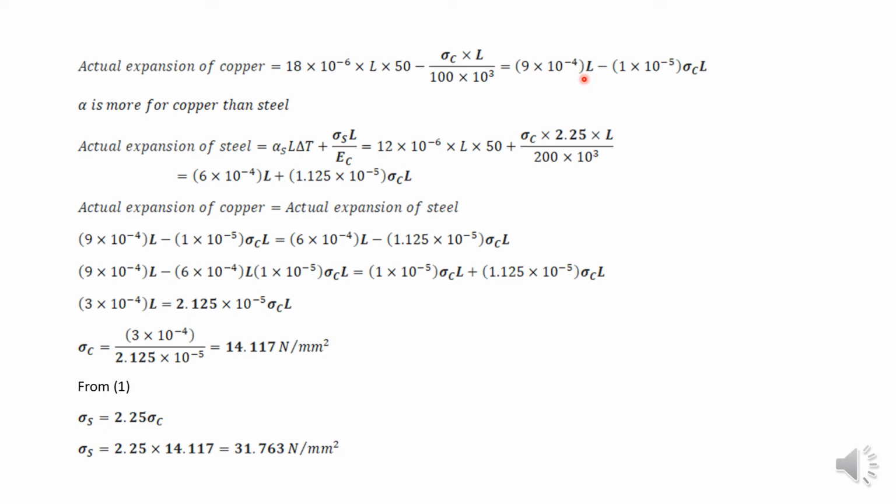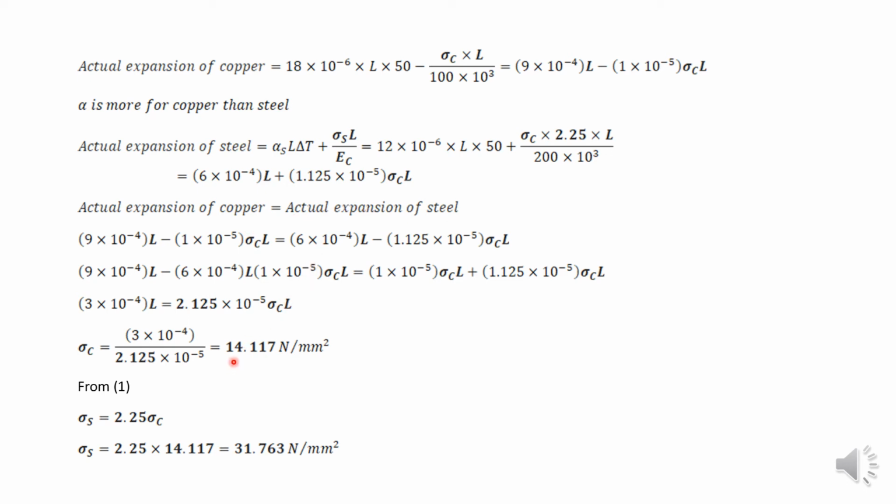The actual expansion for steel has an additive sign, that is plus. This is the expansion due to temperature change plus the expansion due to load applied, that is alpha S into L into delta T plus sigma S into L divided by ES. So simplify the equation in terms of L and sigma C into L. That means we have to apply the value of sigma S equal to 2.25 sigma C here, and simplify the equation. And we know the actual expansion of copper is equal to the actual expansion of steel, since it is a composite bar. So just equate the two equations and solve for sigma C.